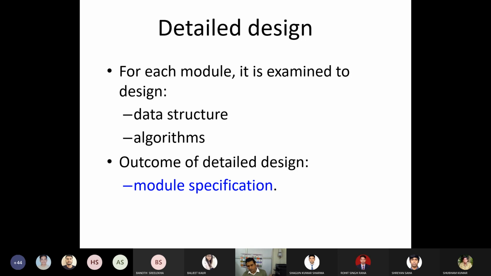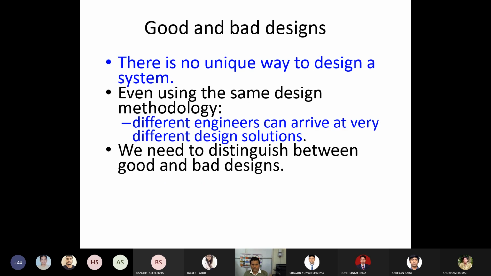Now we'll look into good and bad designs. We can classify designs this way, as I told you at the very beginning. The first thing you need to know is whether it's a good design or a bad design, because unless you know certain bad attributes, you may not be able to come up with a very good design.